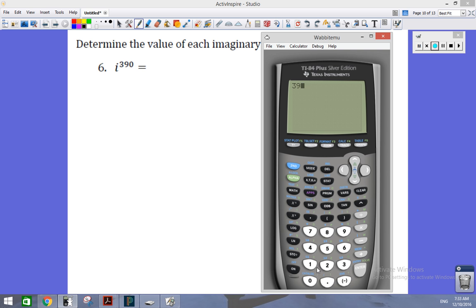390 divided by 4. With a decimal of 0.5, that's 2/4. The remainder is 2, that's i squared, but i squared is negative 1.